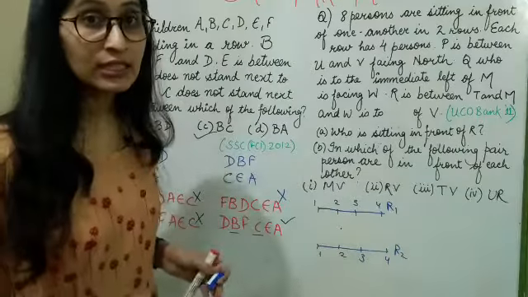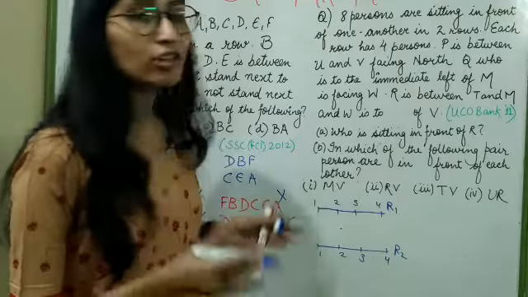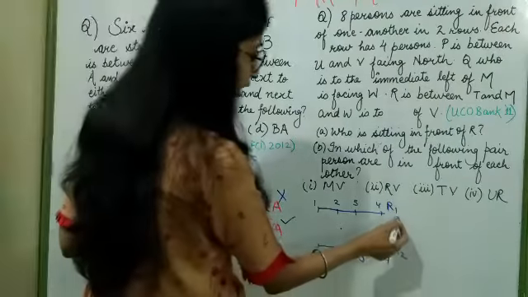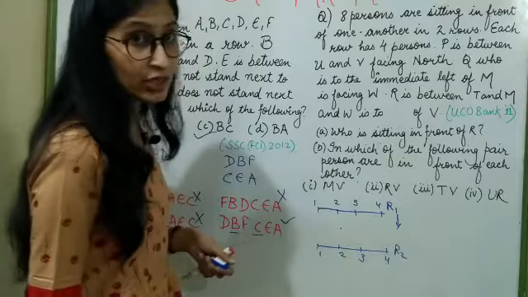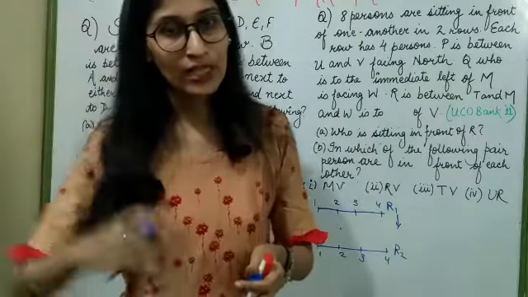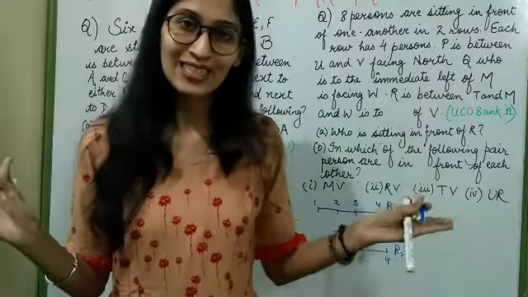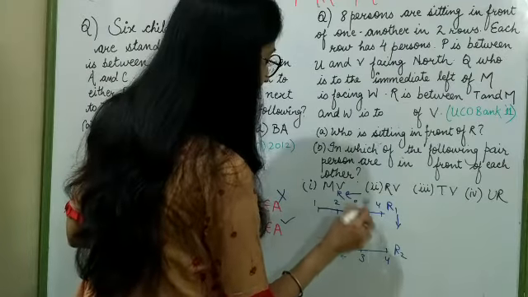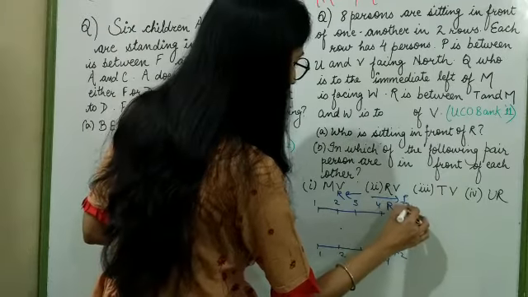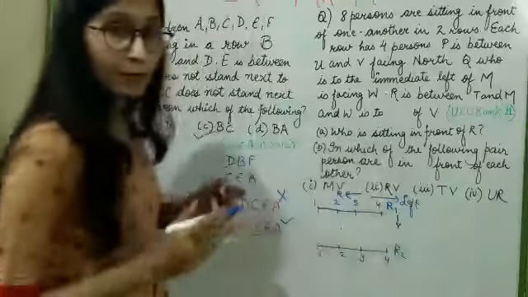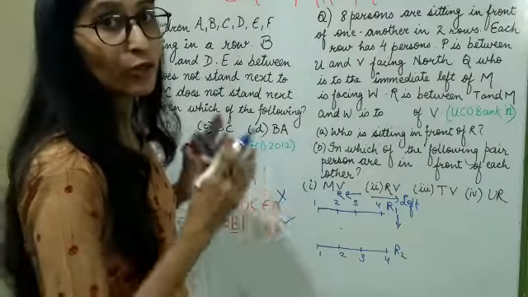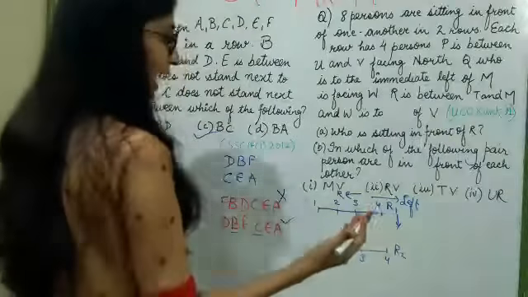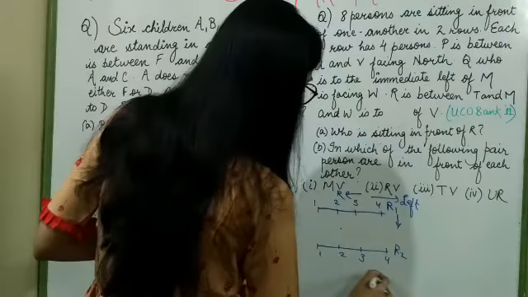Now observe here, the persons that are sitting in row 1 will be facing south direction. If I am facing south direction, this is my right and this is my left. So for these, this is right direction and this is left. But the persons who are sitting in row 2 are facing north. For them, this is right and this will be left.